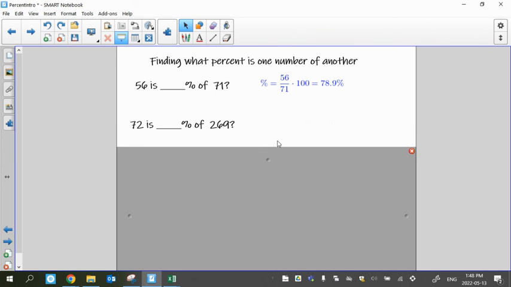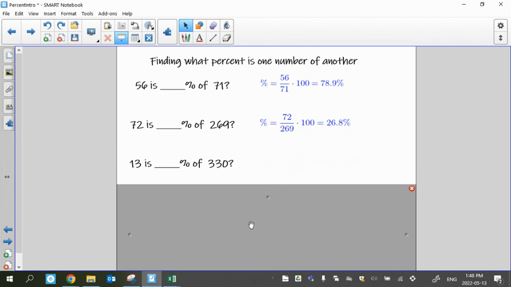72 is a certain percent of 269. Well, how do we figure the percent? I hope you begin to see the pattern. So we would just divide 72 by 269 and then multiply by 100 to express it as a percent. And that is 26.8%.